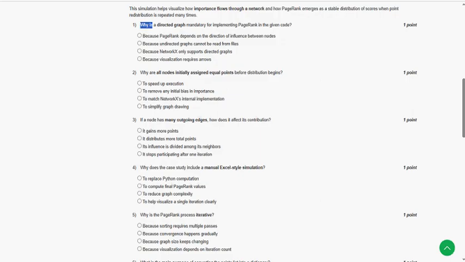So first question, why is a directed graph mandatory for implementing page rank in the given code? For the first question, the first option is the probable solution because page rank depends on the direction of influence between nodes.